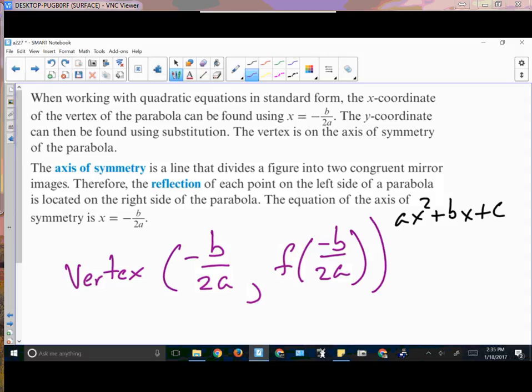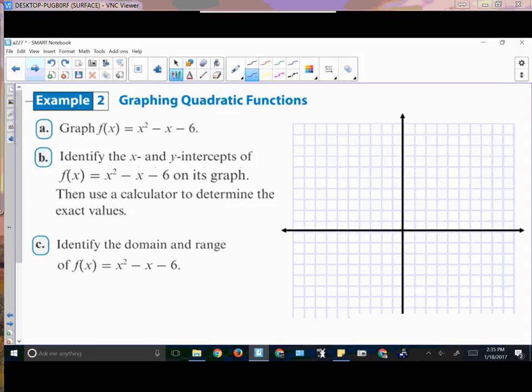All right, so here we go. I want to graph this quadratic function. Now I've got this identified here, x squared minus x minus 6. So first thing is, what's a equal to? Anybody got a thought? 1. What's b equal to?